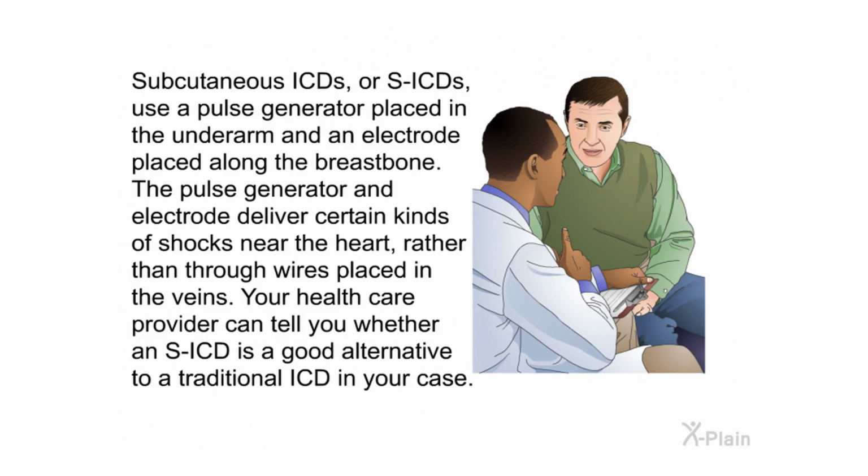Subcutaneous ICDs, or SICDs, use a pulse generator placed in the underarm and an electrode placed along the breastbone. The pulse generator and electrode deliver certain kinds of shocks near the heart rather than through wires placed in the veins. Your healthcare provider can tell you whether an SICD is a good alternative to a traditional ICD in your case.